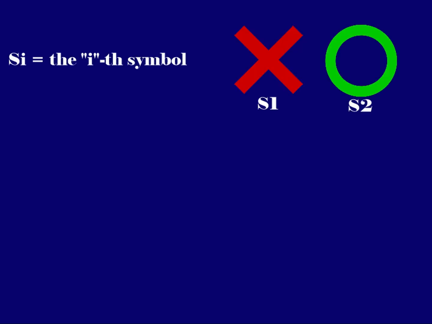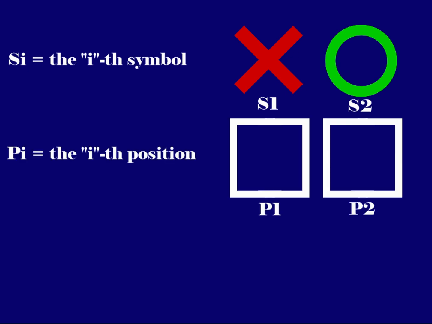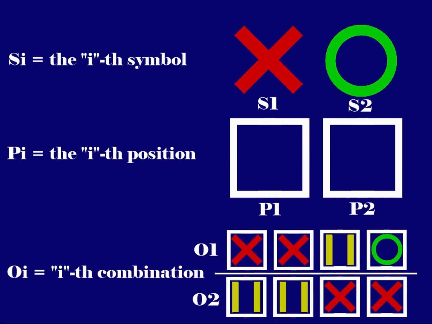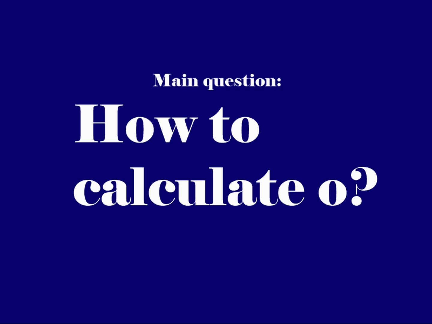Capital letters will be used to represent one thing. Capital S is for one certain symbol, capital P is for a position, and capital O is for a combination that follows the given conditions. The main question of this video is how to calculate the amount of combinations.